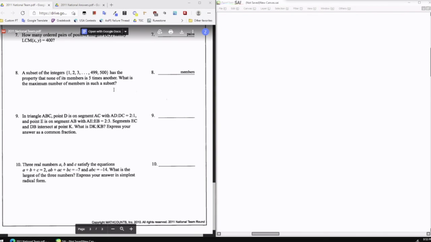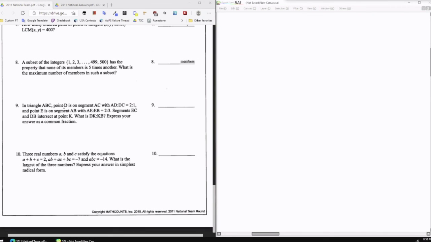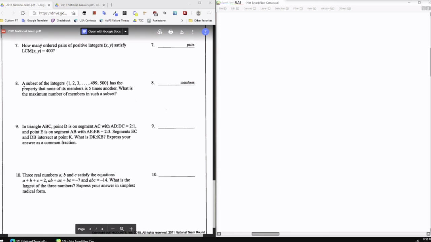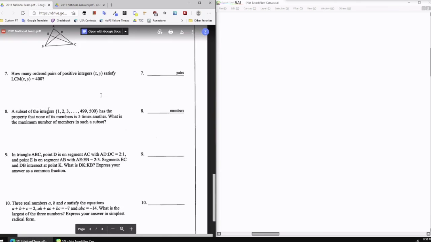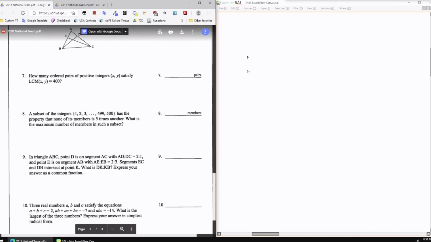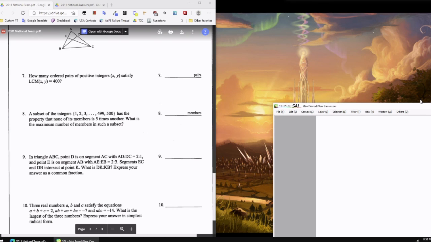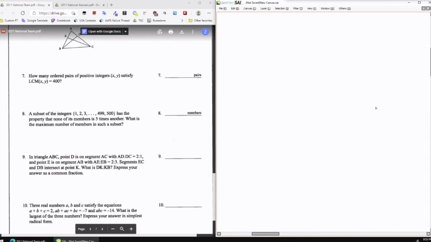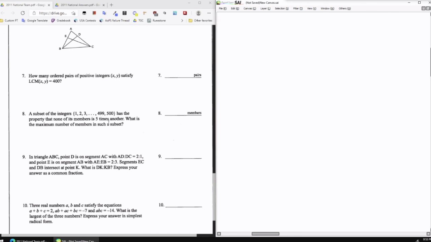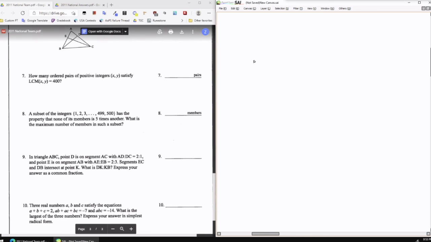Okay. So we're going to look at problem 8. A subset of the integers 1, 2, 3, dot dot dot, 499, 500 has the property that none of its members is 5 times another. What is the maximum number of members in such a subset?